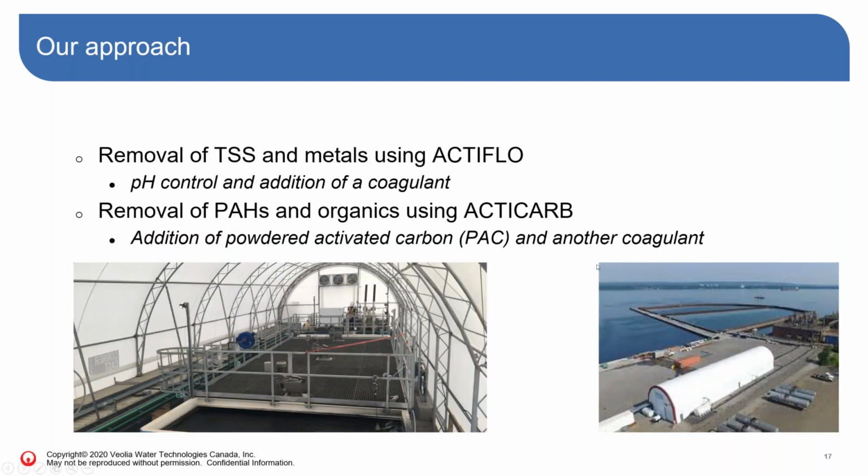Our approach was to go with a two-stage system, removal of TSS and metals using ActiFlow, and I'll show you a flow sheet on the next slide. So basically, it's pH control to have the optimum; there's a lot of copper in the water, so we're looking at a slightly alkaline pH. Coagulant: in this case, we're actually using both aluminum and iron coagulant, aluminum first and then iron next. And then removal of the organics using the ActiCarb. All of that is done inside. This is really a temporary job, so the building that we have is really a temporary building.